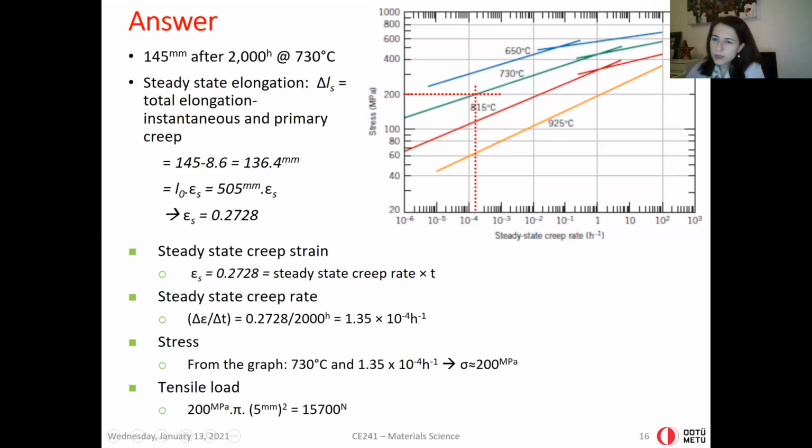And the question actually asks for the load. So we know the stress, it is 200 megapascal. We multiply it with the area of our sample, and we will get 15.7 kilonewton as our tensile load for this test.